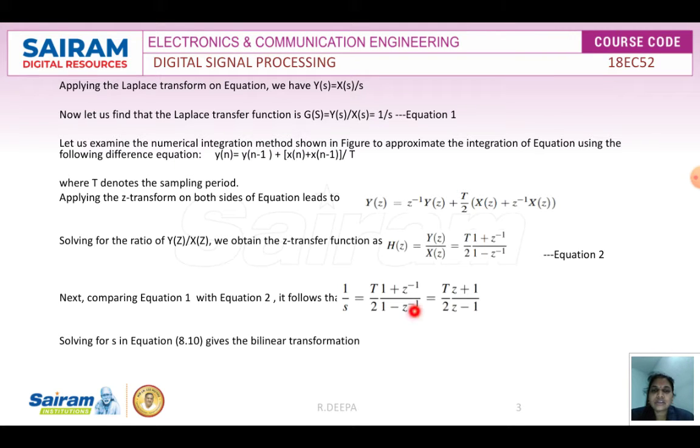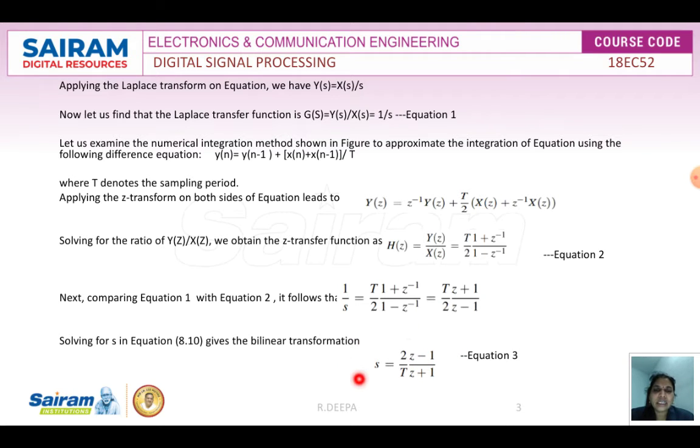So as we are interested to calculate what s is, again we'll simplify this equation. You just cross multiply and find out what s is. So you will be getting s as 2 by t into z minus 1 divided by z plus 1. Name it as equation 3.